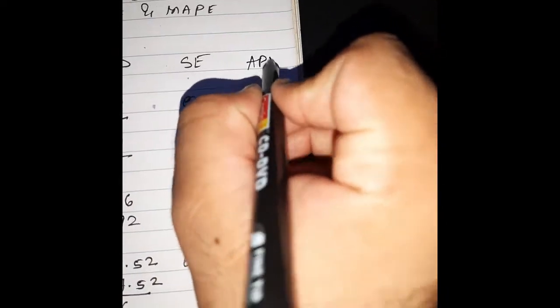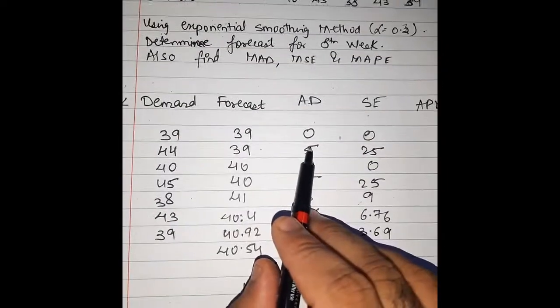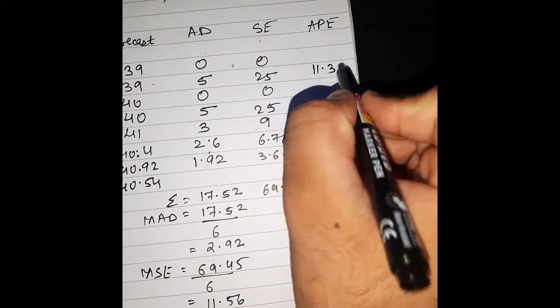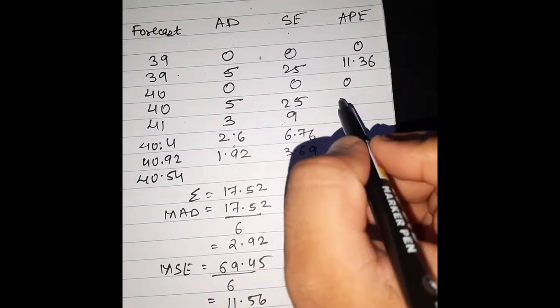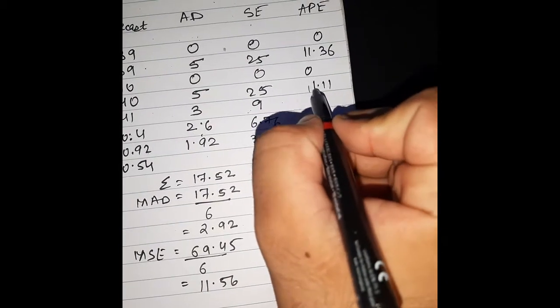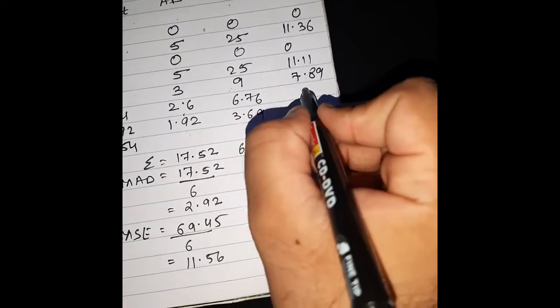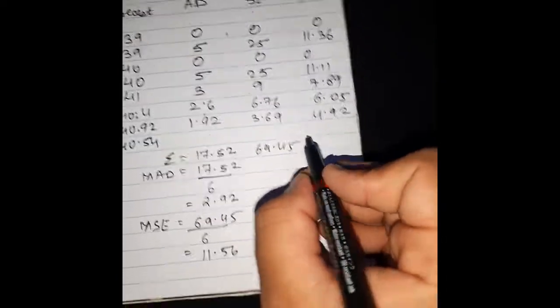Now we'll calculate the absolute percentage error, which is nothing but the absolute deviation divided by the demand, divided by n, into 100. For period 1 it will be 0, second is 11.36, third will be 0, fourth will be 11.11, followed by 7.89, then 6.05, and the last will be 4.92. When we calculate the summation of all this, it will in turn be 41.34.